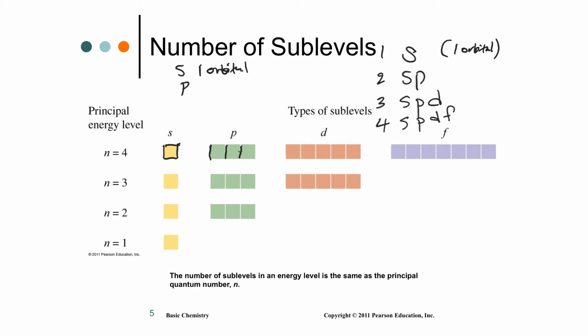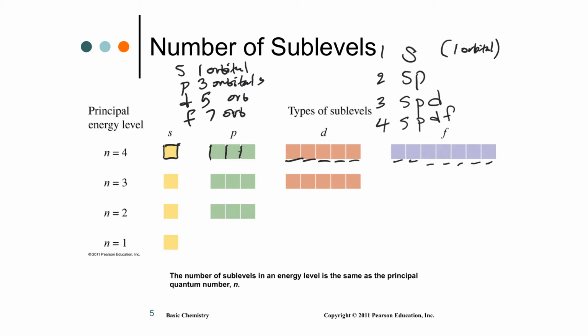The P will have 3 orbitals. The D will have 5: 1, 2, 3, 4, 5. And the F will have 7: 1, 2, 3, 4, 5, 6, 7.